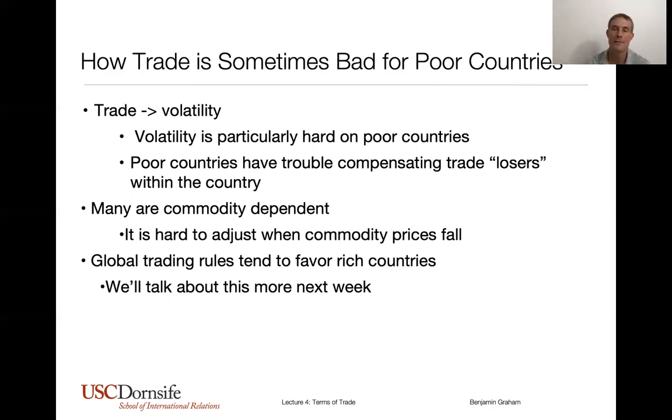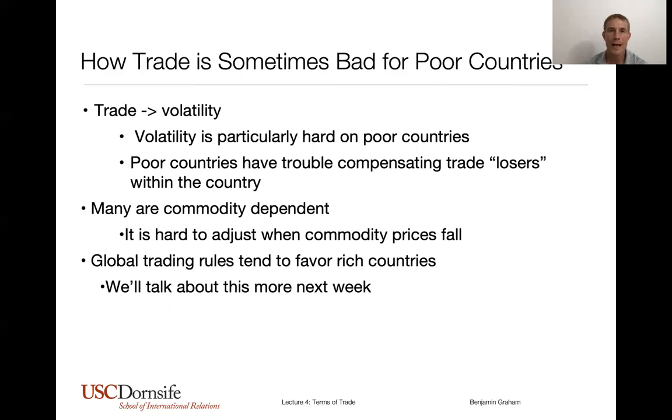So it's really difficult if you're a poor country and you've specialized in these commodities. It's hard to adjust your economy when commodity prices fall, right? We kind of saw how awesome it was for Australia when commodity prices surged as a major commodity exporter. But when commodity prices crash, that same thing happens in reverse, and it's really devastating. And the next slide is kind of going to walk through why volatility is so rough when you're poor.